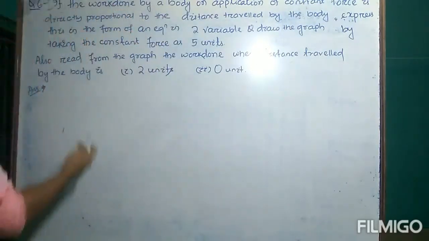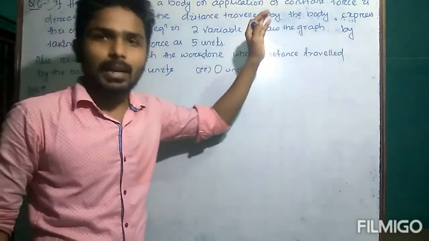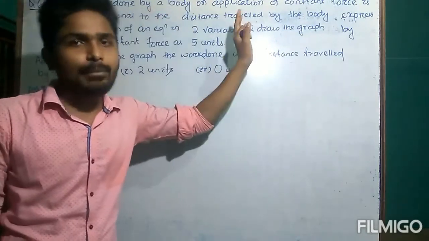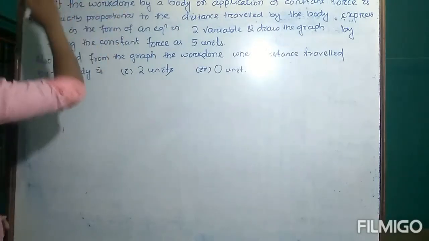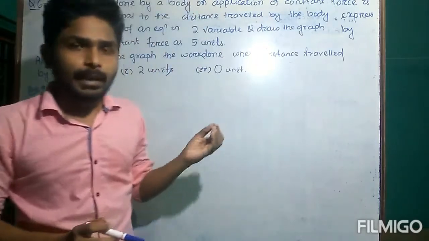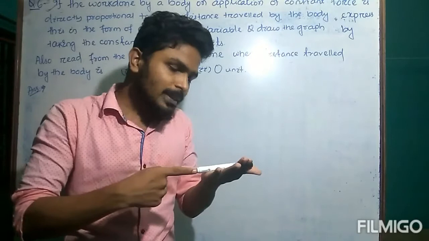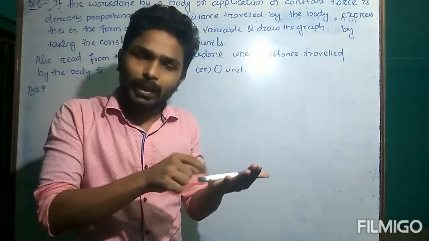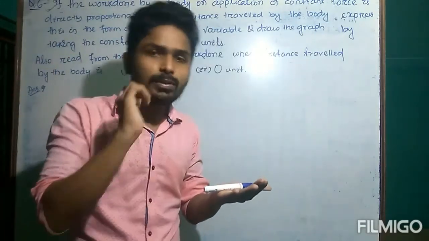Okay, so it is given that the work done by a body on application of constant force is directly proportional to the distance travelled by the body. So let us first understand this sentence clearly. Suppose this is a body, and we push this body or we pull this body. Pushing and pulling is nothing but a type of force. Okay, we apply a force on it.